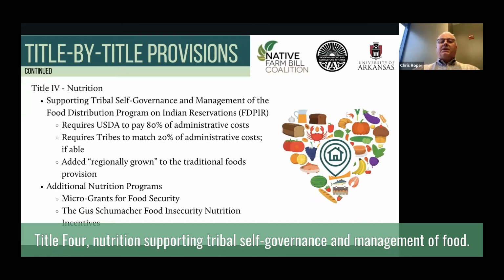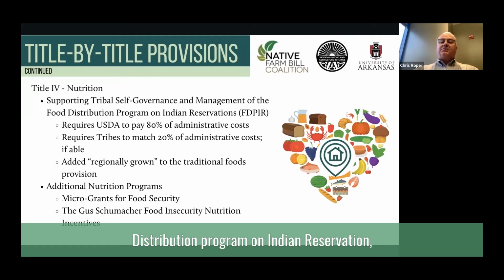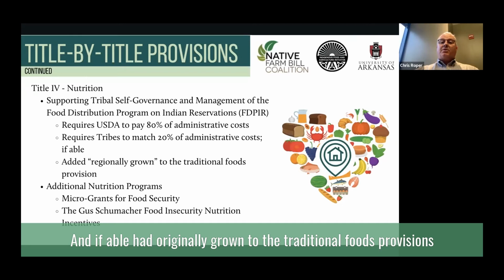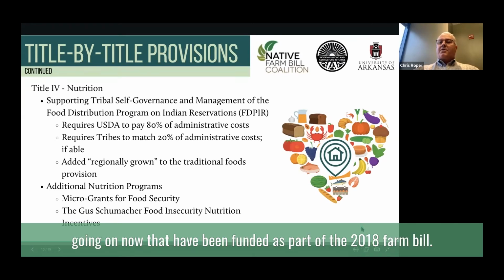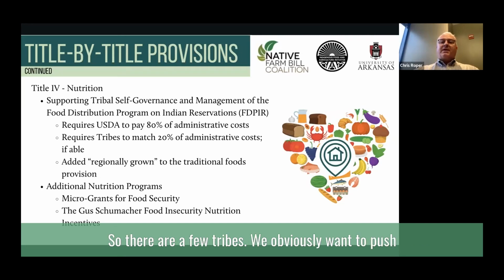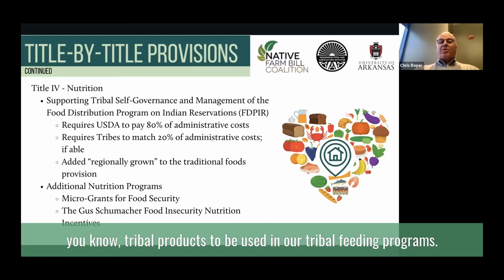Title IV Nutrition, supporting tribal self-governance and management of the food distribution program on Indian reservations. Requires USDA to pay 80% of administration costs, requires tribes to match 20% of administration costs, and if able, add regionally grown to the traditional foods provisions. And just know there are a couple of pilot projects going on now that have been funded as part of the 2018 Farm Bill. So there are a few tribes. We obviously want to push to make that greater and bigger. We want to continue to push for regional foods. We want to continue to push for the tribal products to be used in our tribal feeding programs.